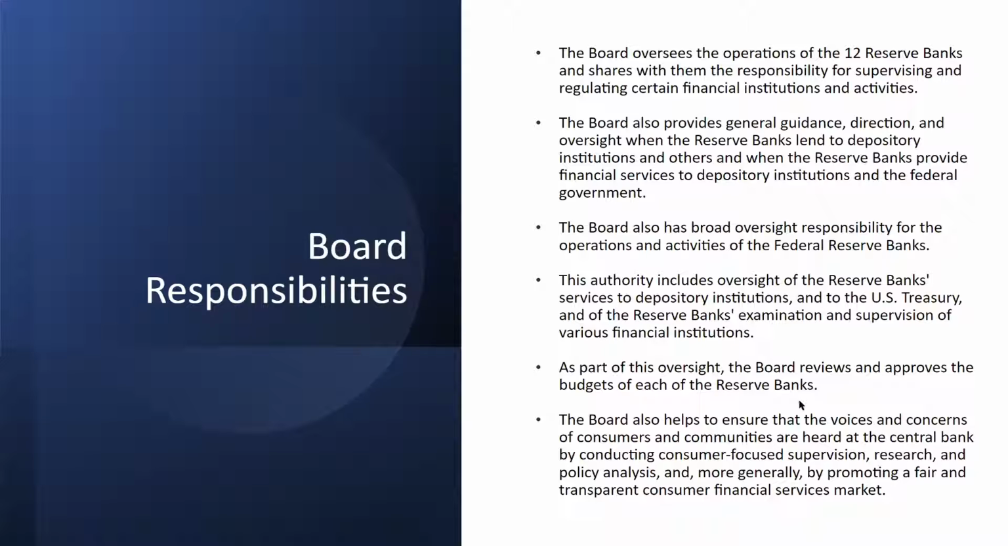So it keeps a level of honesty within the financial and banking system. Also, as part of its oversight, the board reviews and approves the budgets of each of the reserve banks. And so this is a whole carrot and stick approach. As long as you're doing what you're supposed to do, you'll most likely get the budget that you require. However, if you're not following the recommendations or the rules, then this is a way of punishing and keeping the reserve banks in line. Remember, there's 12 of them.